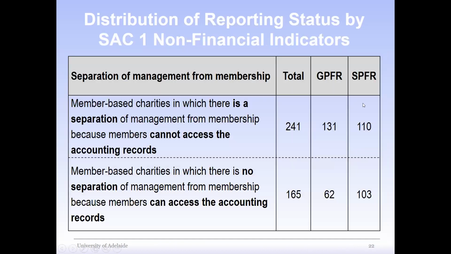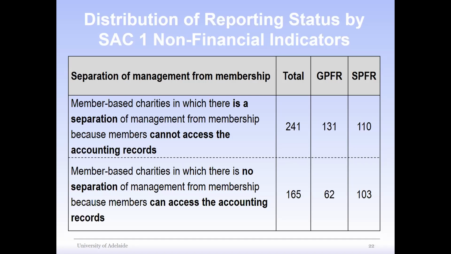So just going now to the first of those indicators of SAC1. Is there separation of management from membership? Where we found there to be separation, 241 of the member-based charities, so approximately, on those figures, 406 were what we would call member-based charities, by looking at the constitutions.